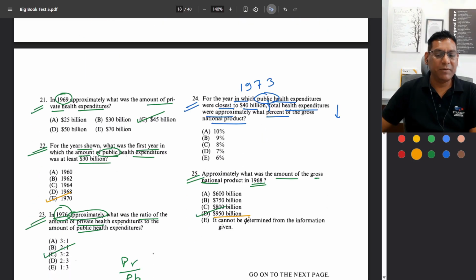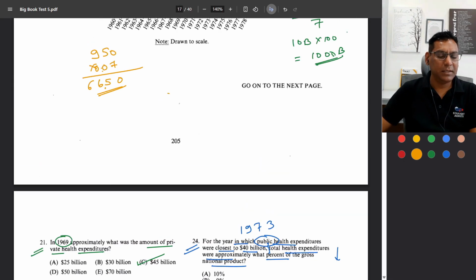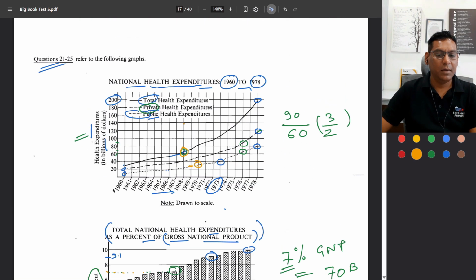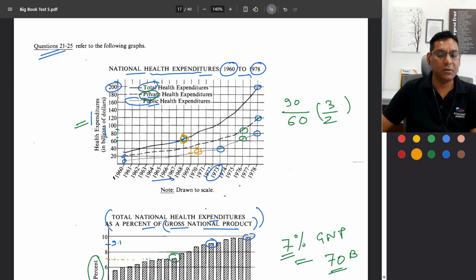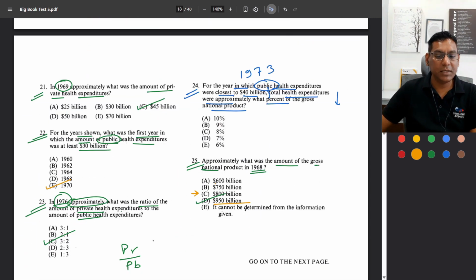But let me also verify this just to be doubly sure, because this number is also very close. If it was 800 billion, then that would have been 800 billion into 0.07. That would be 56. Okay, right. It is definitely not 56 because it's definitely above 60. Okay, so now I have some confidence to say that this answer choice doesn't make sense, right?